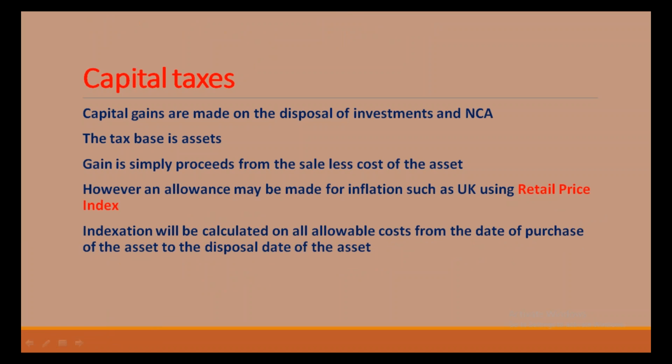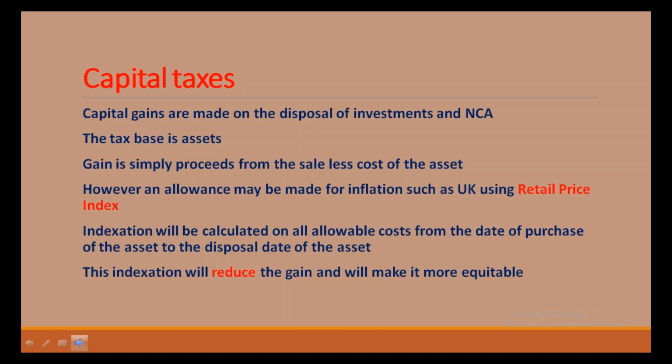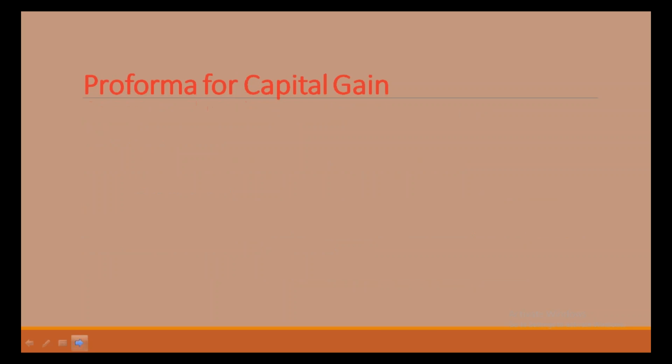Indexation will be calculated on all allowable costs from the date of purchase of the asset to the date of the sale. So in both these cases, they gave the indexation allowance for the whole period. We just marked up that one. That's all. Okay. This indexation will reduce the gain and will make it more equitable. Because you are trying to compare apples with apples rather than comparing a 2010 figure with a 2015 figure. You make it more current and then compare the selling price, and any difference is the capital gain.